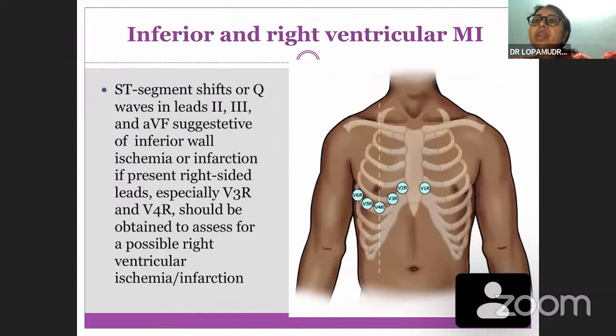Similarly, if we have inferior ST changes, then we should also check the right ventricle in the V3R and V4R leads, because sometimes RVMI is associated with the inferior MI, and RVMI management is difficult and different from other MI management, because the RV is preload dependent. So if we don't use fluid and use only vasodilators like nitroglycerin, then what will happen? More RV dysfunction can happen. So it is essential to recognize.